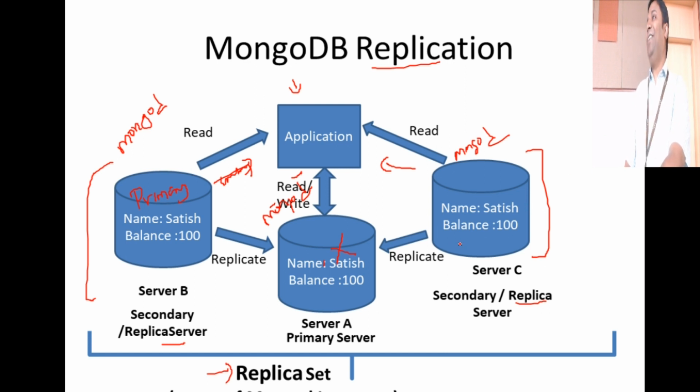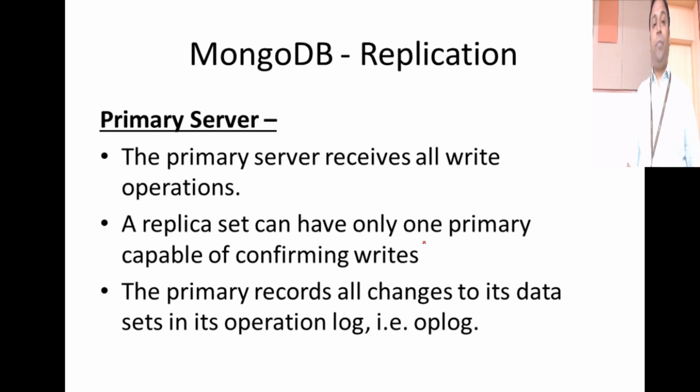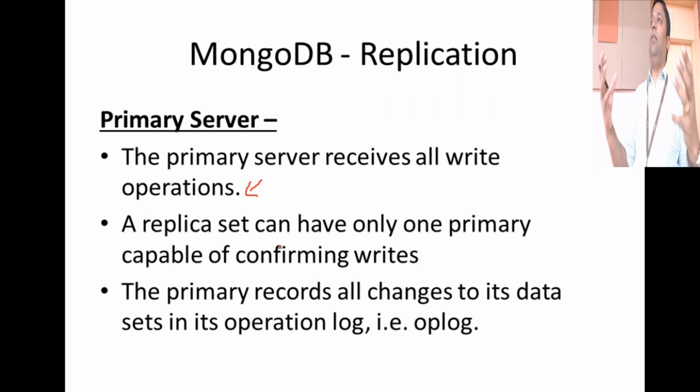So what is a replica set? It's just a group of servers that will maintain the same copy of your MongoDB data. So some definitions here. What is a primary server? In Neo4j, we have looked at core servers, right? Same kind of concept. So the primary server receives all write operations, and you can also read data from a primary server. A replica set can have only one primary server. So we have looked at the three servers, right? Out of that, only one can be a primary server. The primary records.